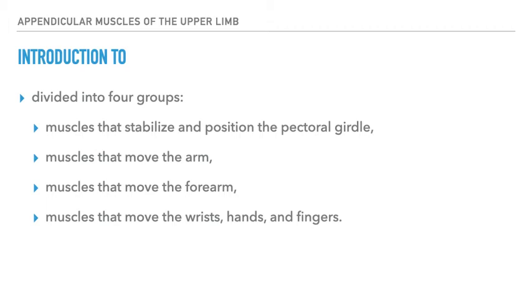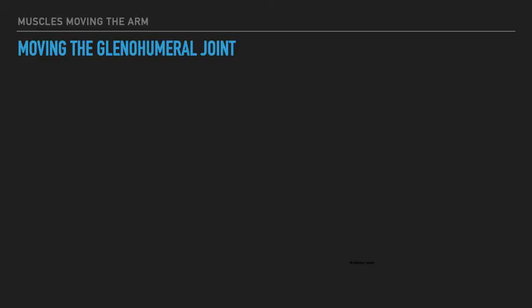For those of you that still remember your regional anatomy, this is again going to come into play and help you remember these muscles with a little bit more ease than those of you who did not take that time. All right, so let's start with muscles that move the shoulder or glenohumeral joint.